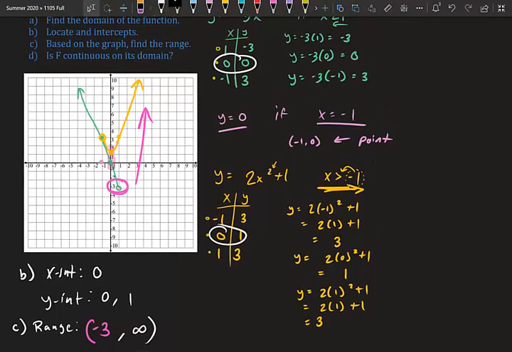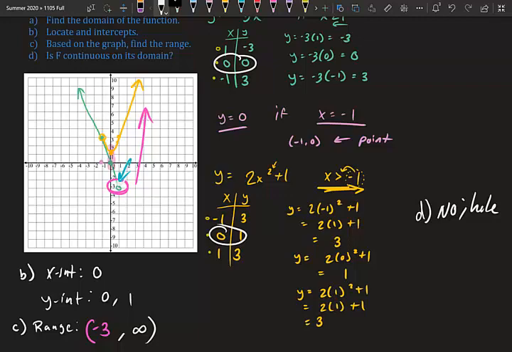Is f continuous on its domain? No. There's a hole. There are gaps, but there's a hole. Done. That tells me everything. So no, it is not. No, and we're going to say why. It's because there's a hole, which is an open circle.